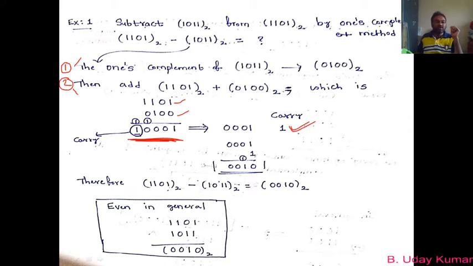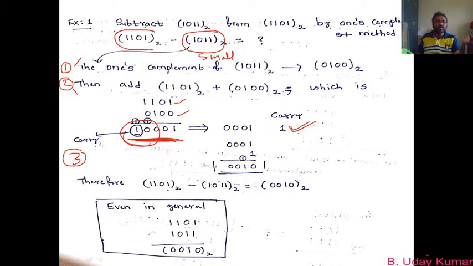Now the third step is what? Now you know that the answer is positive. I already told you, that means you are subtracting a smaller number. This carry shows that this number is small and this number is big. So that is what you have to understand. That's it. If you are getting a carry here, it means you are subtracting a smaller number from a bigger number.